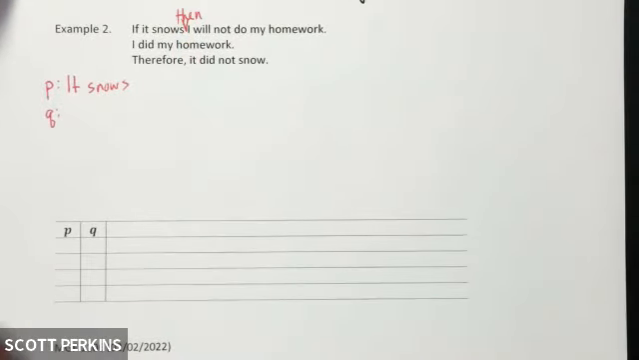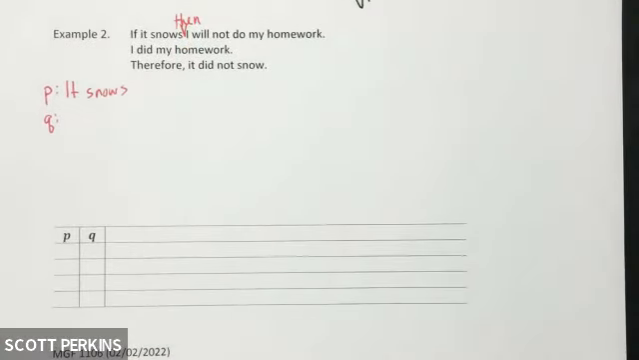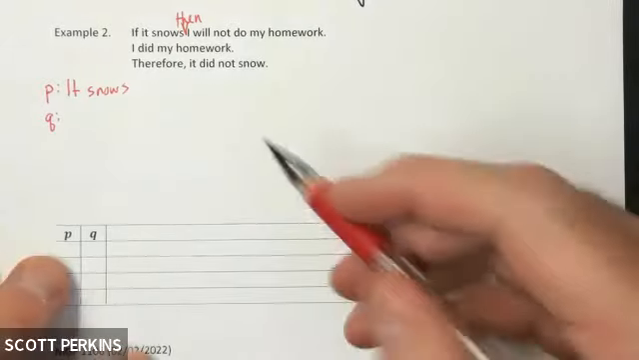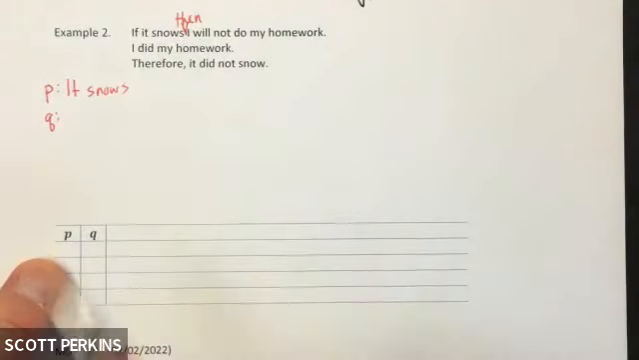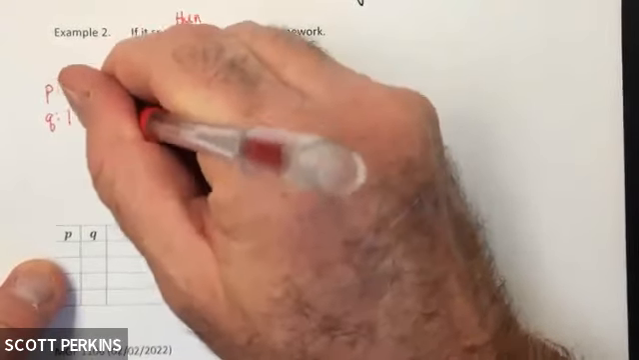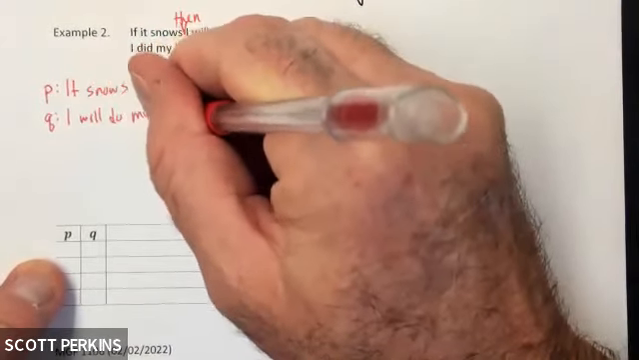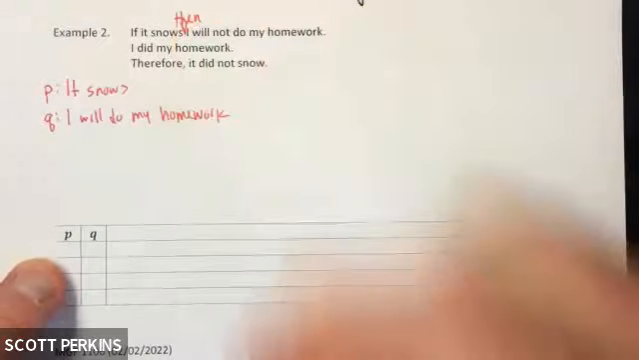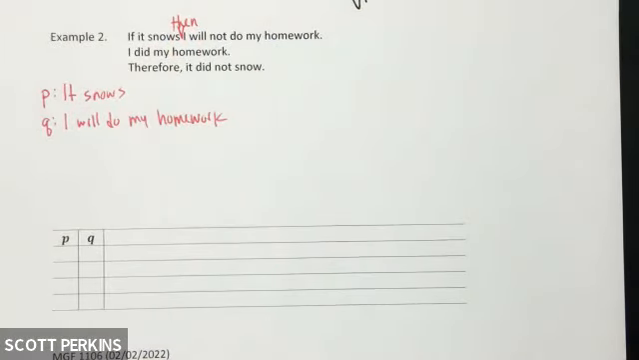If it snows, then I will not do my homework. So I hope maybe you figured that out, or maybe you were just confused. So my apologies. So if it snows, then I will not do my homework. So I will do my homework is the second one. Or I do my homework, or did, the particular format of the verb is not super important. Okay, everybody tracking with me? Sorry about the typo.